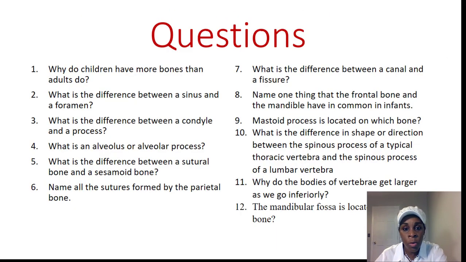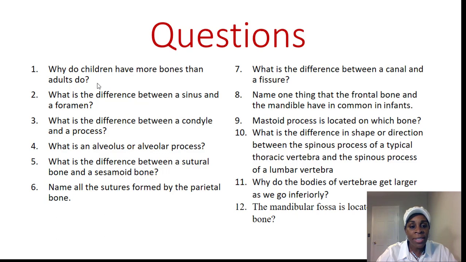Let me do the questions very quick. Why do children have more bones than adults do? Because when you get older, your bones will fuse. We have about 270 bones that fuse to become smaller. What is the difference between a sinus and a foramen? A sinus is an air-filled space in your bone, and a foramen is a hole through which something goes. What's the difference between a condyle and a process? A condyle means something that goes against another bone to articulate. A process is the extension of the bone.